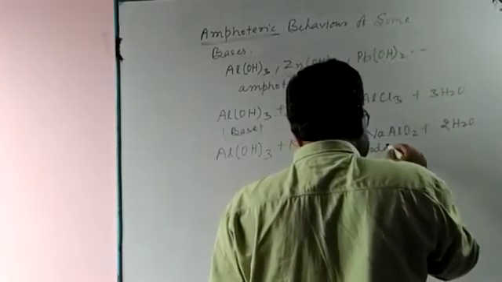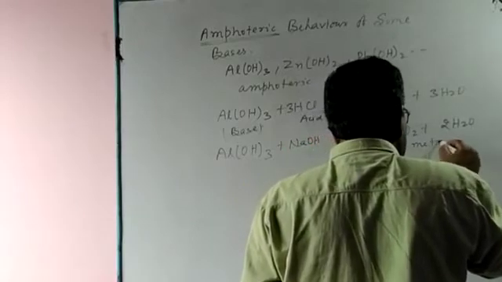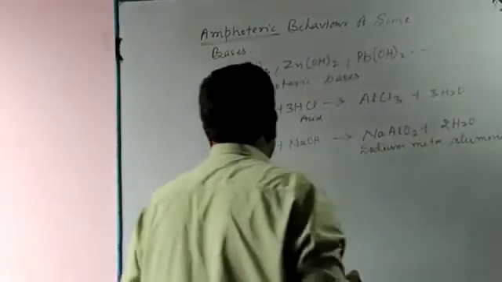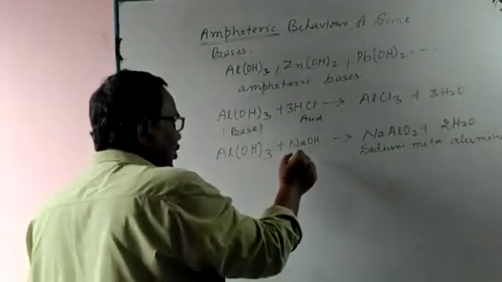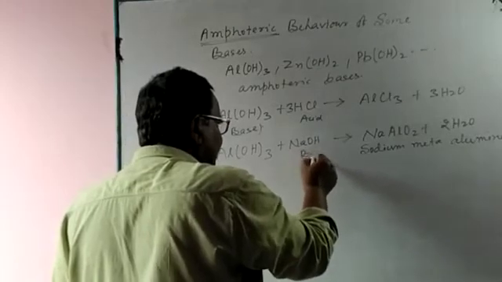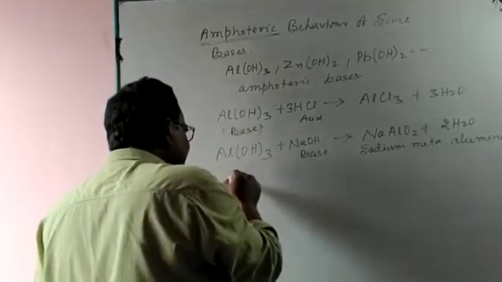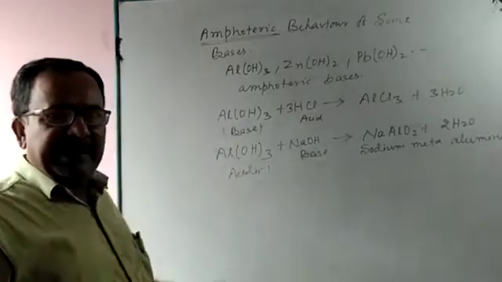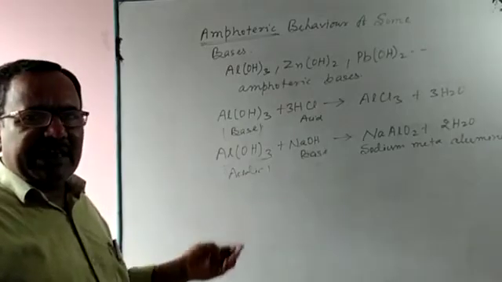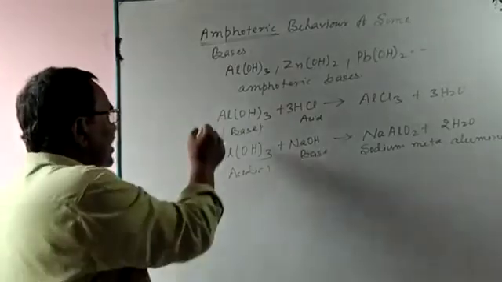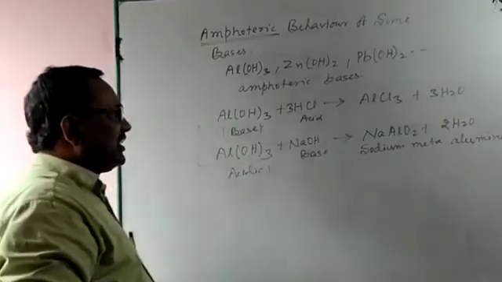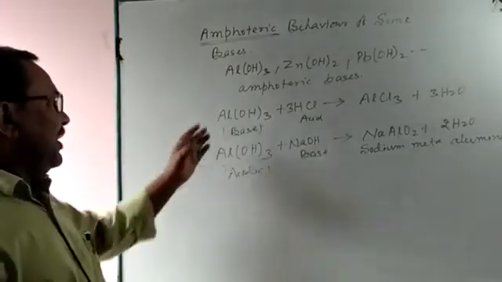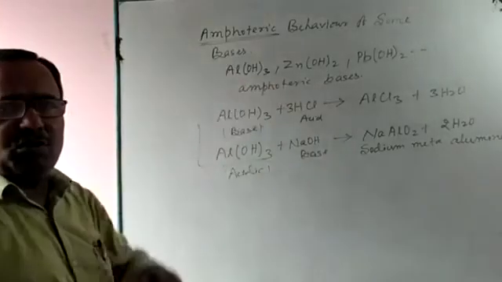Sodium meta-aluminate. Now sodium hydroxide is a strong base. It is a base, but here aluminium hydroxide shows acidic character. So we consider aluminium hydroxide to have acidic character as well as basic character. So we can say aluminium hydroxide is an amphoteric base.